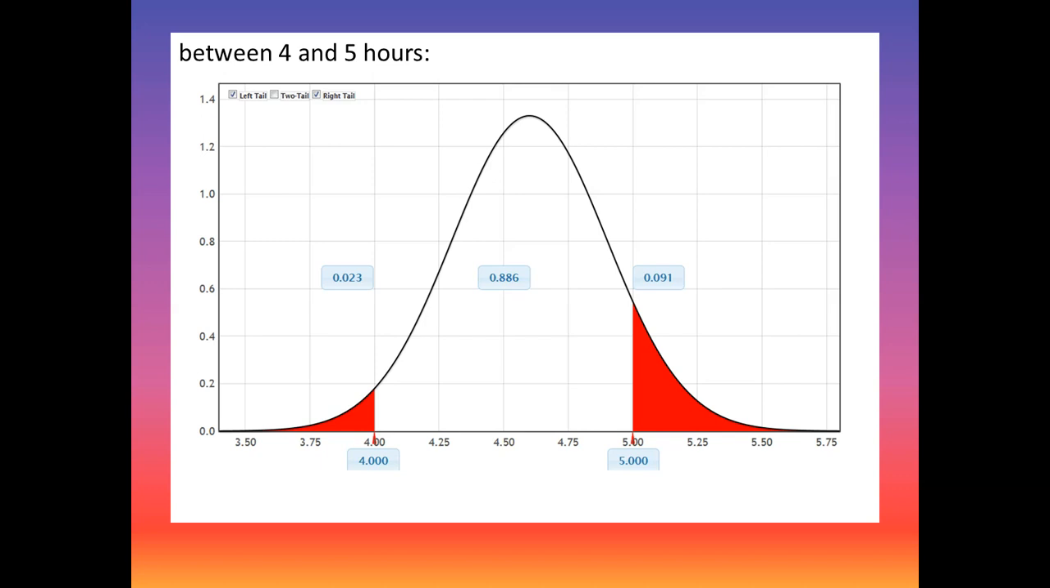If you look in the upper left corner, I have left tail and right tail selected. That way I could adjust the two tails individually to get what I want. The one slight drawback is that now the thing that I'm trying to get is the part that's not shaded in. The part that I want is in between 4 and 5, so it's the 0.886. That's slightly different than the way it normally works, but I think that's a very minor problem.